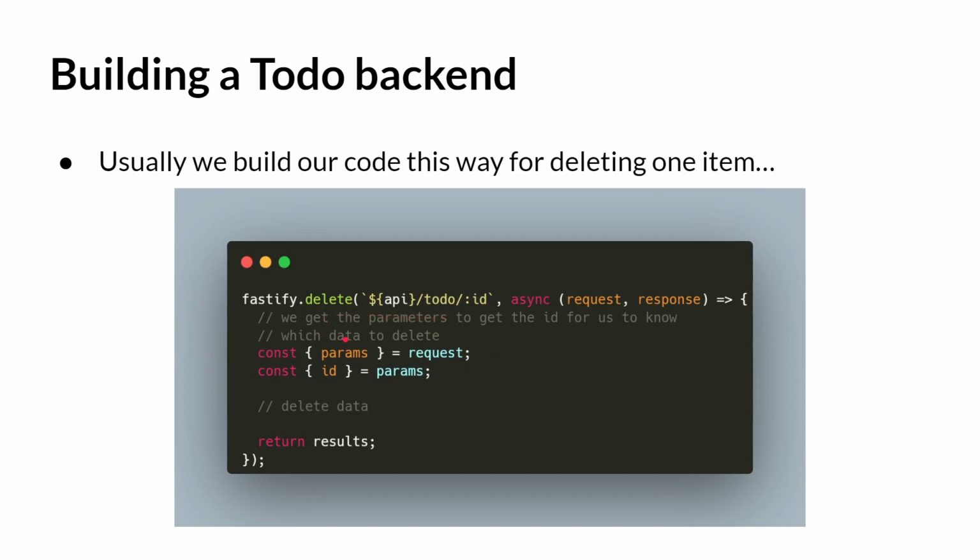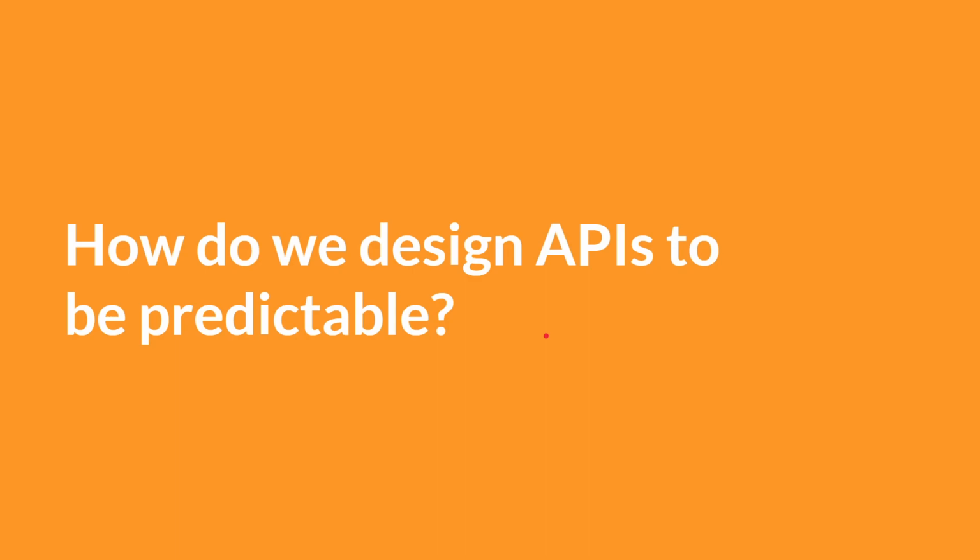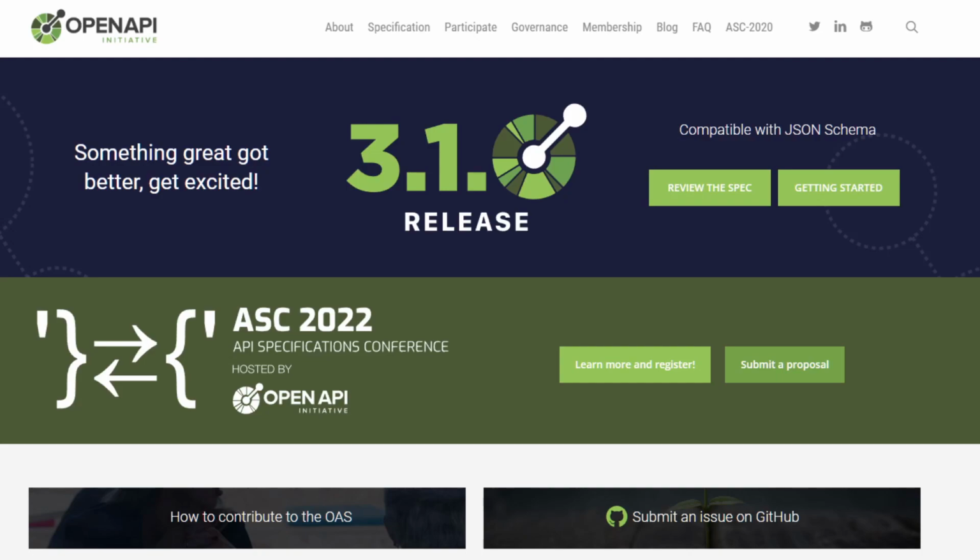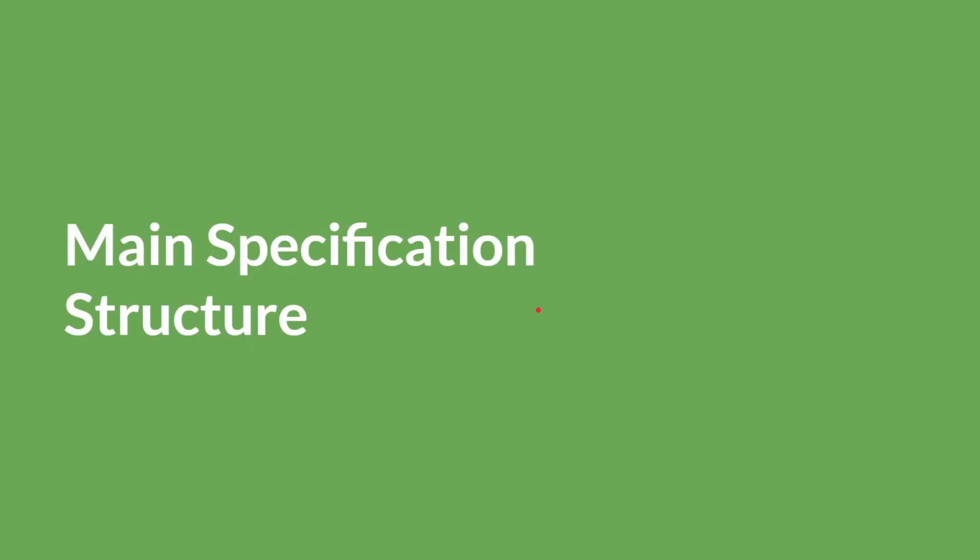So given these code systems, how do we transform them into OpenAPI? How do we design APIs to be predictable? One way is to use OpenAPI. OpenAPI is an initiative by several developers to make sure that when it comes to designing APIs, it is predictable, so that developers have an easier way of communicating with each other in terms of the code that they are implementing. So the first thing that we will discuss is how the specification for OpenAPI is structured.